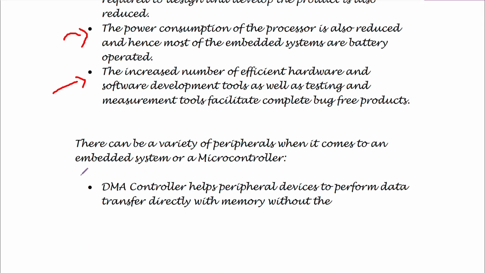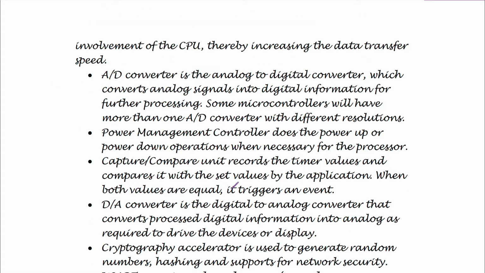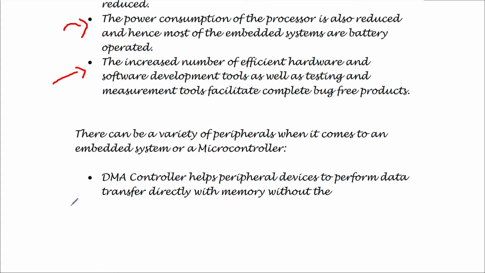Now coming to some of the features of the embedded systems. Usually every embedded system or microcontroller is going to have these peripherals. So there can be a variety of peripherals when we talk about an embedded system or a microcontroller. So we can start with a DMA controller, direct memory access.